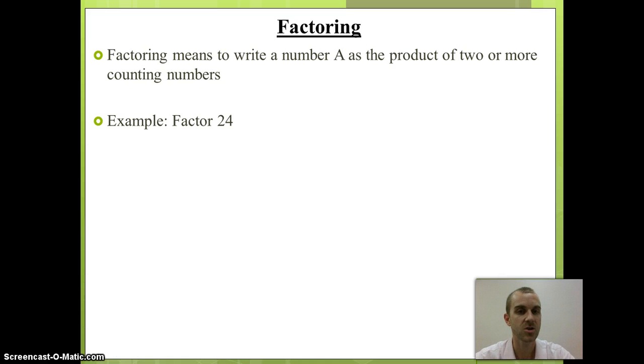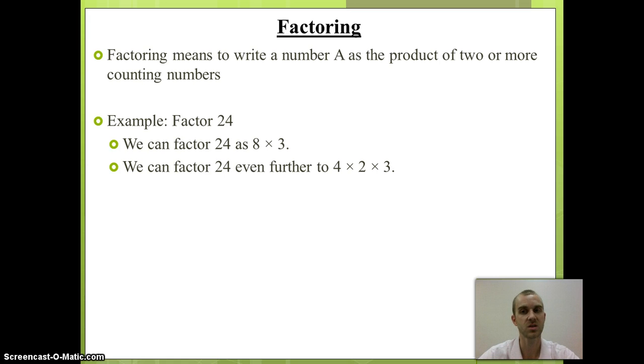Now when we want to factor numbers, what that means is we're going to take a number, a, and write it as the product of two or more counting numbers or whole numbers. So if I want to factor 24, I could start with 8 times 3. But I could even break that down even more. I could say it's 4 times 2 times 3. That's the product of two or more counting numbers that make 24. I could break it down even more and say 2 times 2 times 2 times 3. And we'll discuss this more at another time.